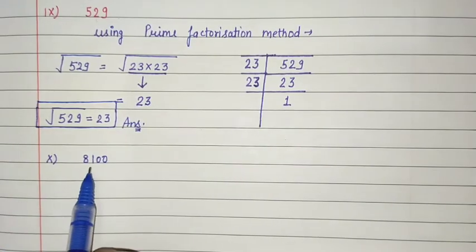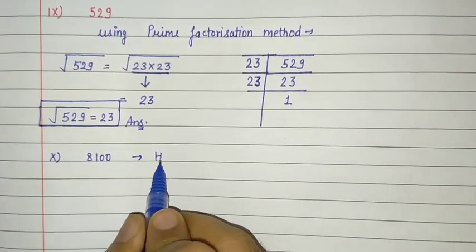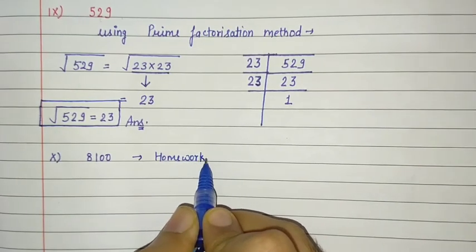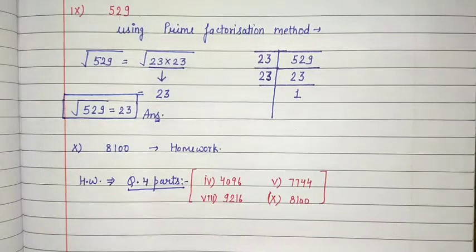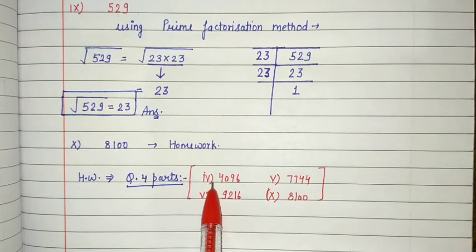Now the next part is 8100. This is also your homework. You can try it yourself. So today's homework is question number 4, parts number 4, 5, 8 and 10.